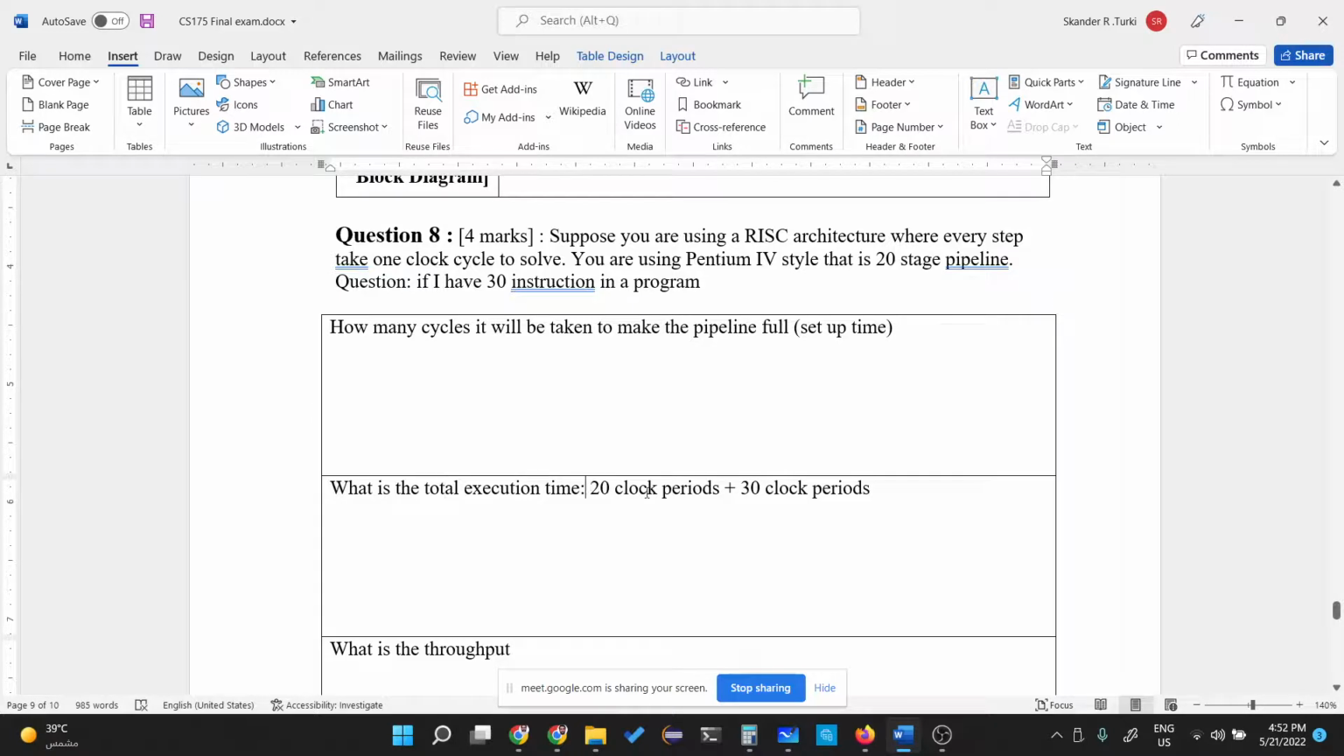So we need 20 clocks to fill the pipeline, but after 20 clock periods, we did not complete any instruction. But starting from the 21st clock period, we will start issuing one instruction per clock period. So after 30 more clock periods, we will finish executing all the program. So 50 here.